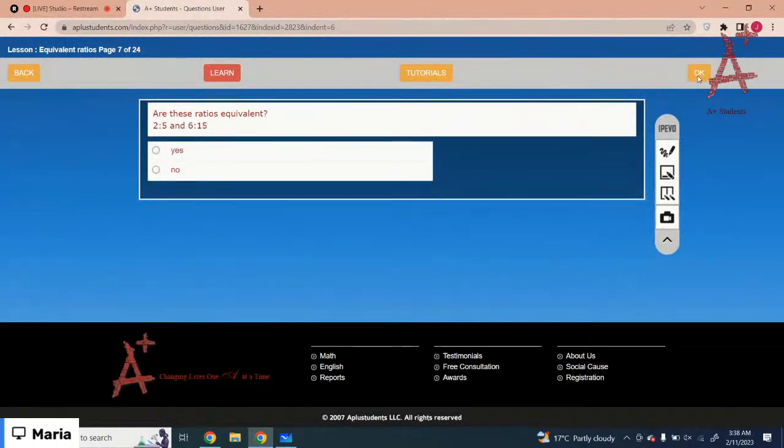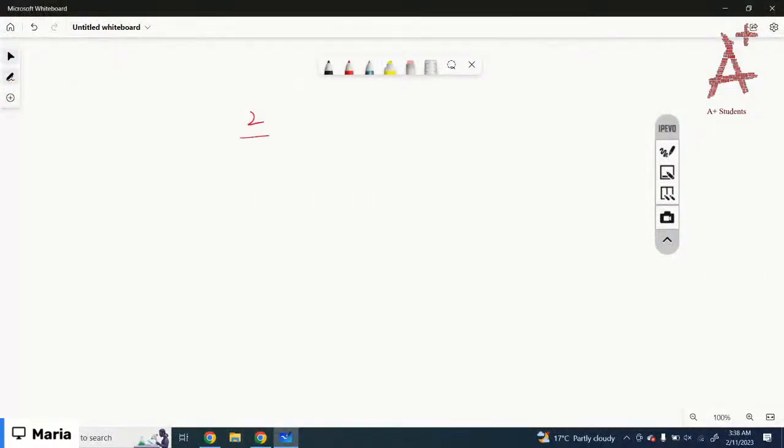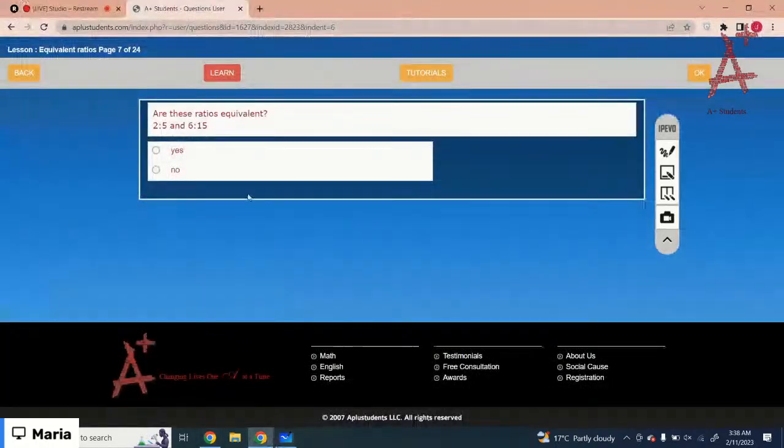Okay, the next one is, are these ratios equivalent? 2 by 5 and 6 to 15. Got it? So just do cross multiplication: 15 times 2 and 6 times 5. So 15 times 2 is 30 and 6 times 5 is 30. Got it? That means yes, they are equivalent. Got it?